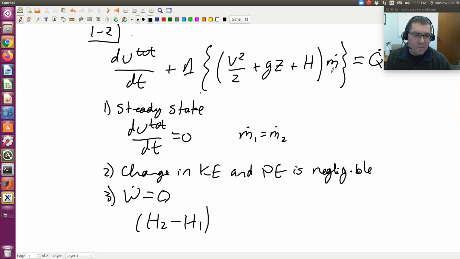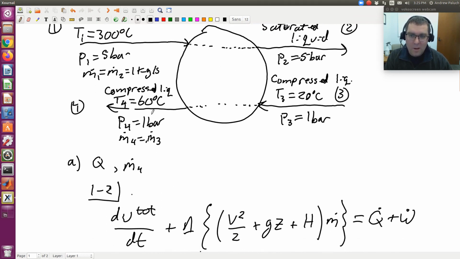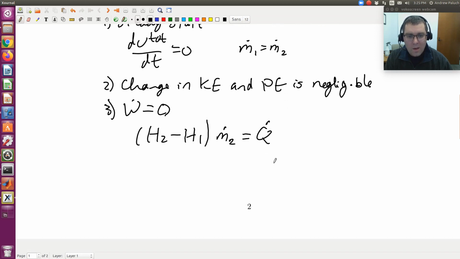Okay, m dot 1 is equal to m dot 2. Let me just call it m dot 2. m dot 2 and m dot 1 are the same. So let's just call this m dot 2 is equal to q dot. And when I have q dot here, I'm going to write this as q12, just so I'm referring to that stream up top there.